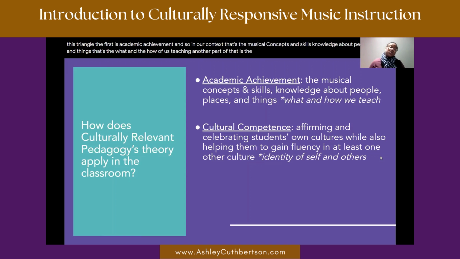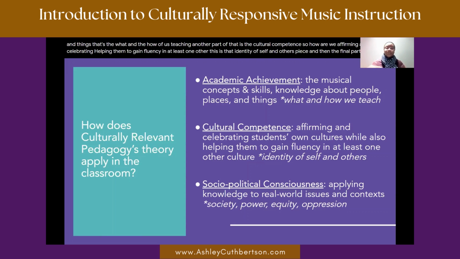Another part is cultural competence. So how are we affirming and celebrating our students' cultures while also helping them gain fluency in at least one other? This is that identity of self and others piece. And then the final part is the sociopolitical consciousness. So how are we applying this knowledge to real world issues and contexts having to do with society, power, equity, and oppression? There are lots of different ways that this can look, but really all three parts need to be together, because they work in tandem.